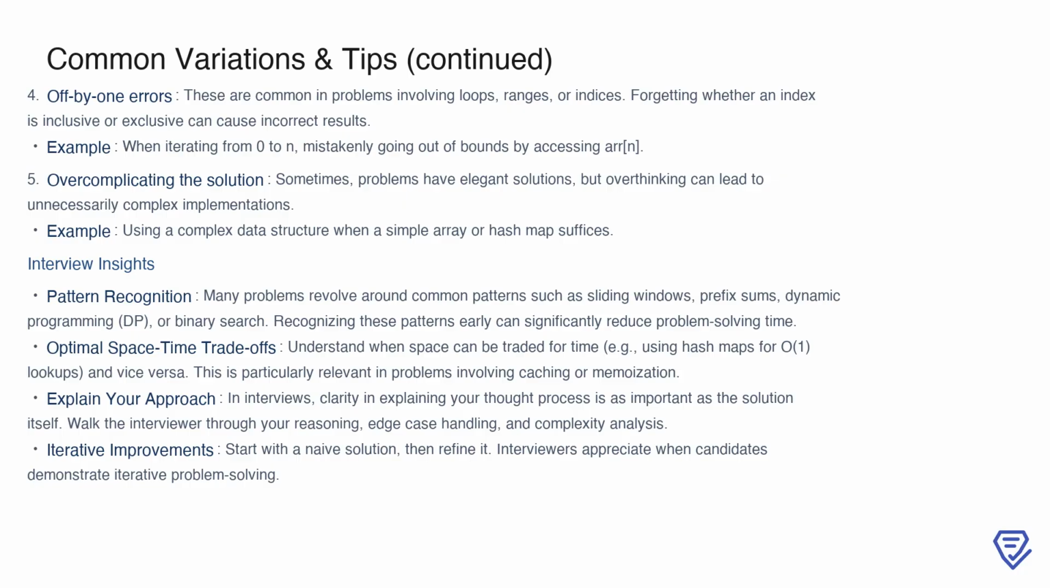Techniques like sliding windows, prefix sums, dynamic programming, and binary search appear frequently and can significantly streamline your solutions. Additionally, understanding space-time trade-offs is critical. For example, using a hash map might increase space usage but drastically reduce time complexity for lookups.